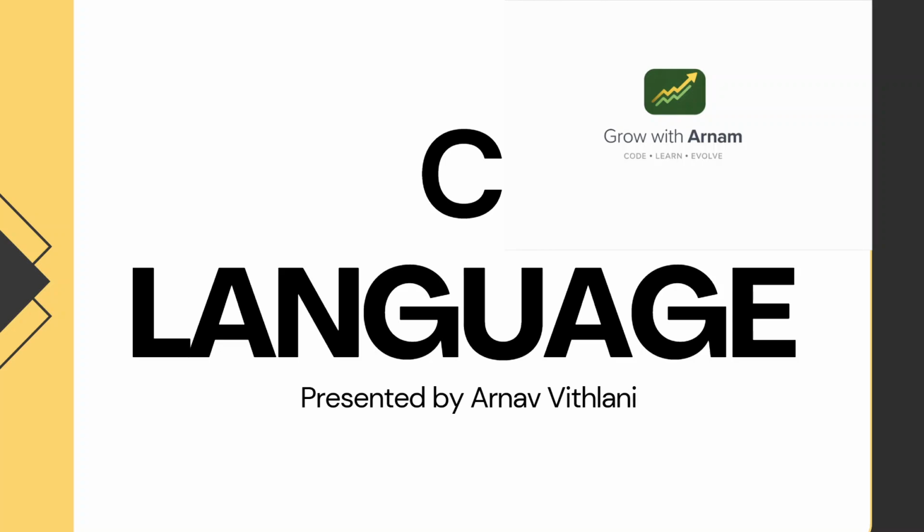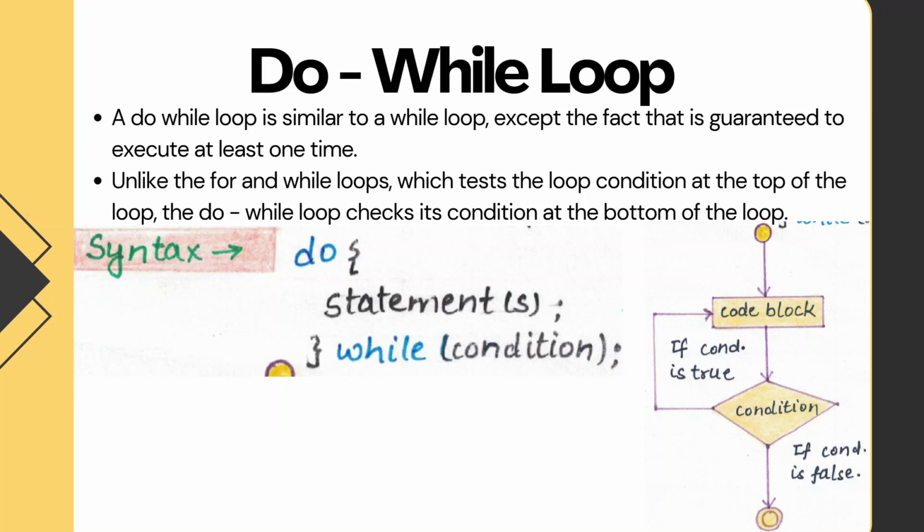And this is Arnam. Today we are doing the do while loop. A do while loop is similar to a while loop, except the fact that it is guaranteed to execute at least one time, unlike the for and while loops, which test the loop condition at the top of the loop. The do while loop checks its condition at the bottom of the loop.